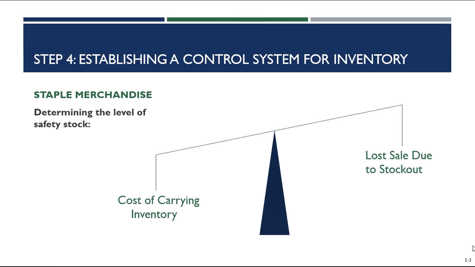And when we're looking at safety stock, this brings us to step 4, which is establishing a control system for your inventory. With staple merchandise, you have to look at a couple of different things. You have to look at the product availability that you want to provide. You have to consider fluctuations in demand for your product, and you also have to consider lead time. And so there's a really fine balance between having too much and too little safety stock.